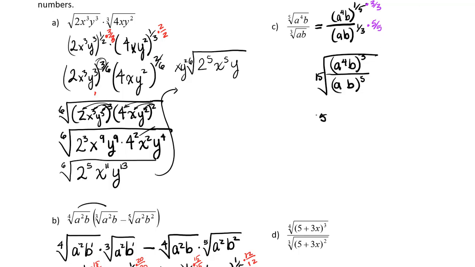Simplifying this, we have the 15th root of a to the 12th, b to the 3rd, all over a to the 5th, b to the 5th. We could reduce this. It would be the 15th root of, 5 a's would divide out, and we'd be left with a to the 7th in the numerator, and 3 b's would divide out, and b squared would be in the denominator. Go ahead and try part D on your own. This concludes the video.